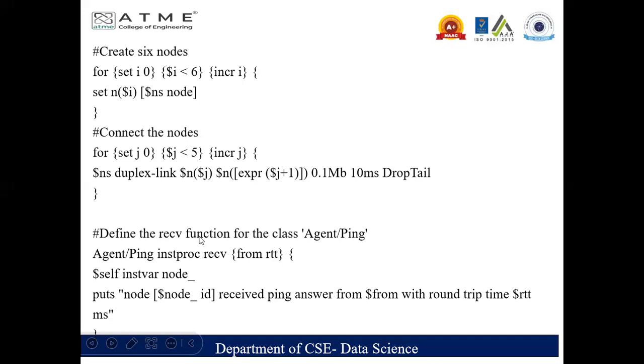Then this is the receive function from the agent ping class. So agent ping instant procedure receive. So this is the receive procedure from RTT. That is, RTT means the round trip time. So the time that it takes to send the packet from the source to the destination, and again get the reply from the destination to the source. So one full round. So that is what is called a round trip time.